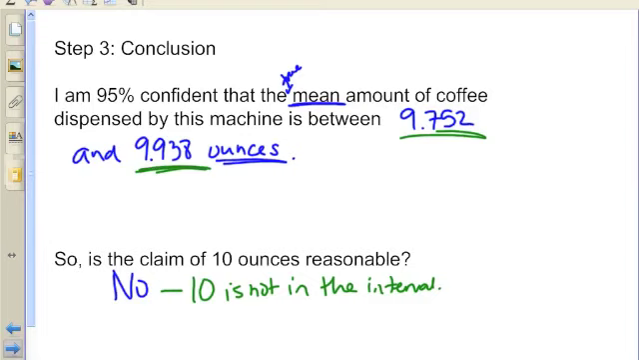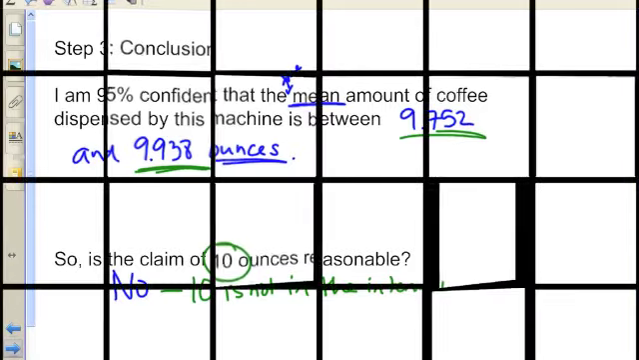Now maybe you're like, Ms. Curtis, come on, 0.1 ounce, not worth suing over. Okay, maybe. But I still think that they have some false advertising going on right here if they're claiming 10. So please notice how many things are very similar to what we did in the last unit.